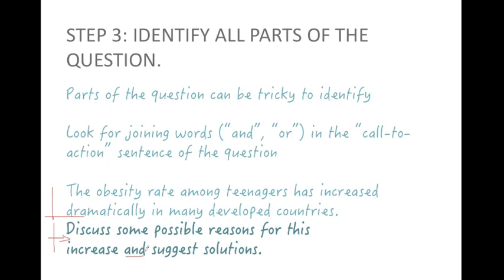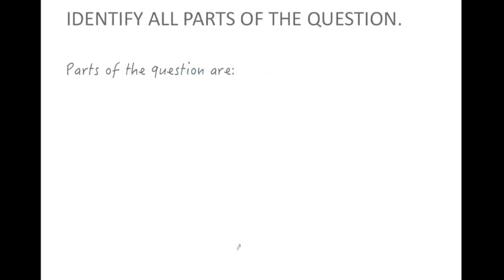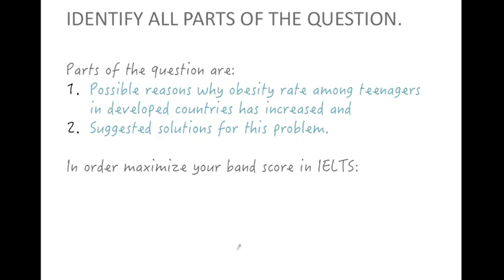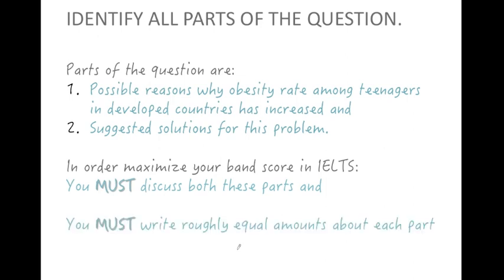So that means you have two parts of the question. The first part is asking you to discuss some possible reasons for this increase and to suggest solutions. So we find that there are two parts of the question, and these are possible reasons why obesity rate among teenagers in developed countries has increased, and we need to suggest solutions for this problem. Now, in order to maximize your score in IELTS, you must discuss both these parts of the question, and you must write roughly equal amounts about each part.